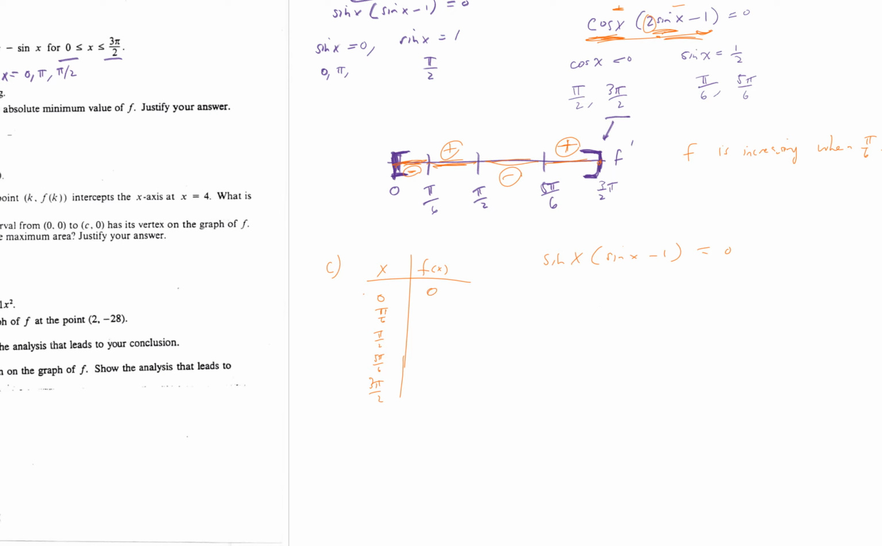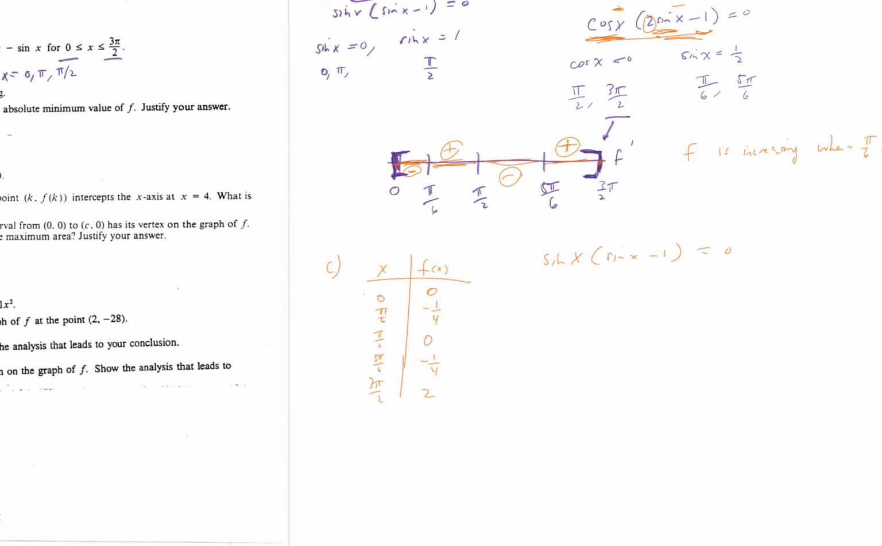Sine of pi over 6 is 1/2, right? So 1/2 times negative half is negative 1/4, I believe. Pi over 2, sine of pi over 2 is 1. So 1 minus 1 is 0, so it would be 0. 5 pi over 6 is 1/2. So it's also negative 1/4. Yeah. And then 3 pi over 2. Oh boy. Negative 1. So it's positive 2. Yeah, I think I did it right.